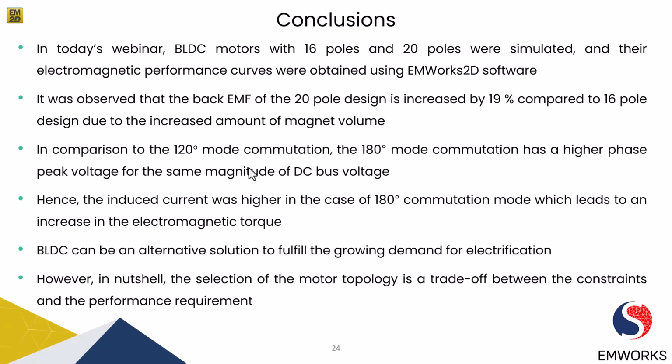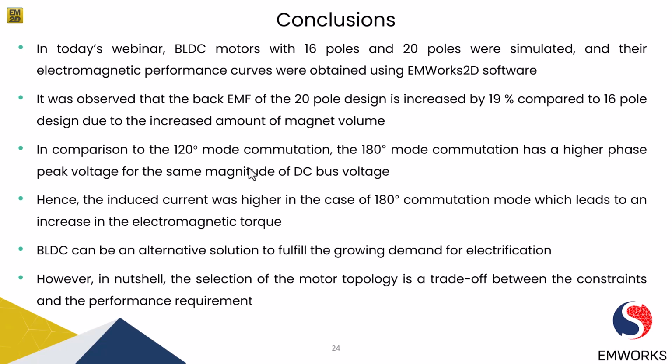And as I said in the summary table, it was observed that the back EMF of the 20 pole design is increased by 19% compared to the 16 pole design, and it's all due to the increase in the amount of magnet volume. In comparison to the 120-degree mode commutation, we also observed that for the same DC bus voltage, the peak phase voltage was higher for the 180-degree mode, and hence it leads to an increase in the electromagnetic torque.